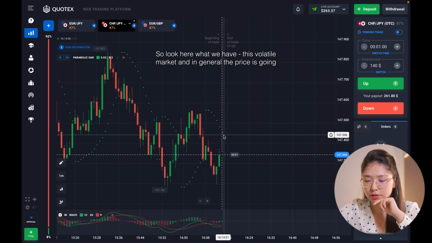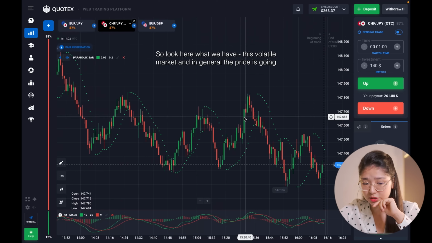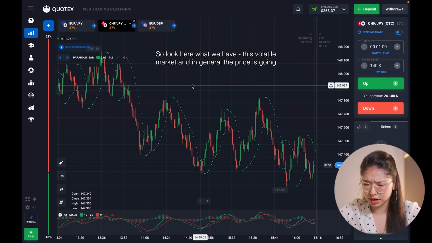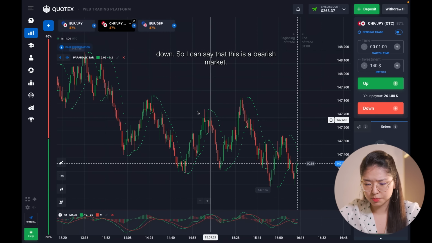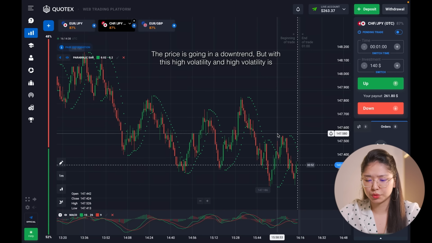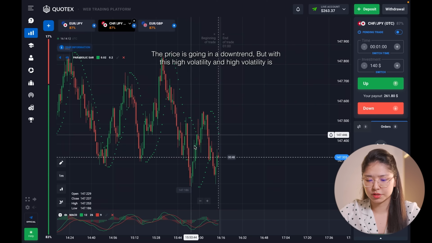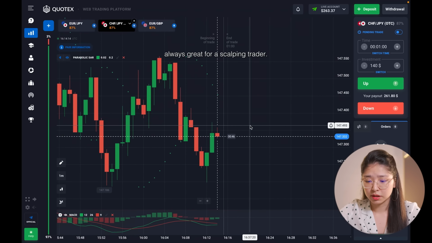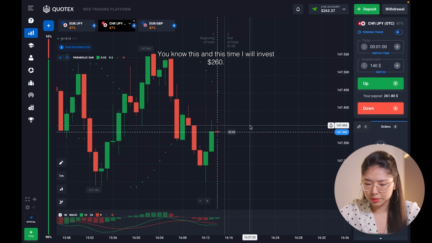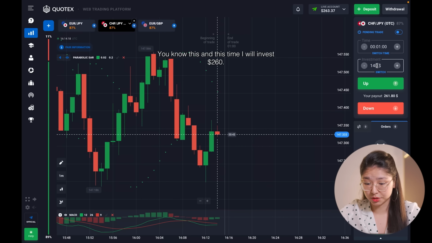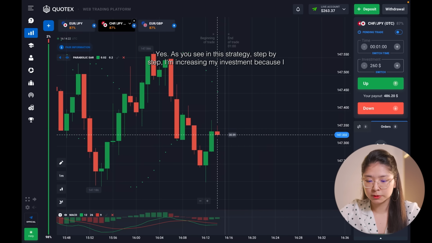So look here, we have this volatile market, and in general the price is going down, and I can say that this is a bearish market. The price is going in downtrend. But with this high volatility, and high volatility is always great for a scalping trader, you know, this time I will invest $260. And you see the strategy step by step.